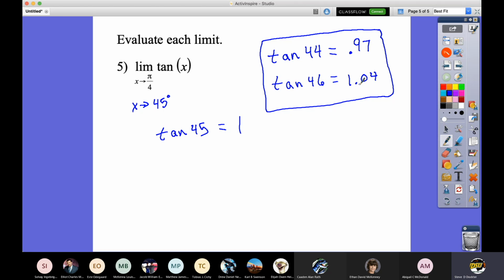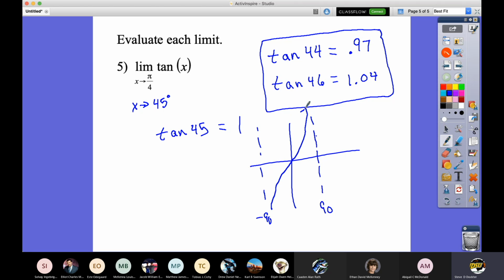Chances are the closer and closer it gets, it would be at 1. All right, and just a quick refresher, tangent, we would have an asymptote at 90 degrees and negative 90 degrees. And then we'd have our tangent line, it kind of looks like a cubic, that would go right through there.